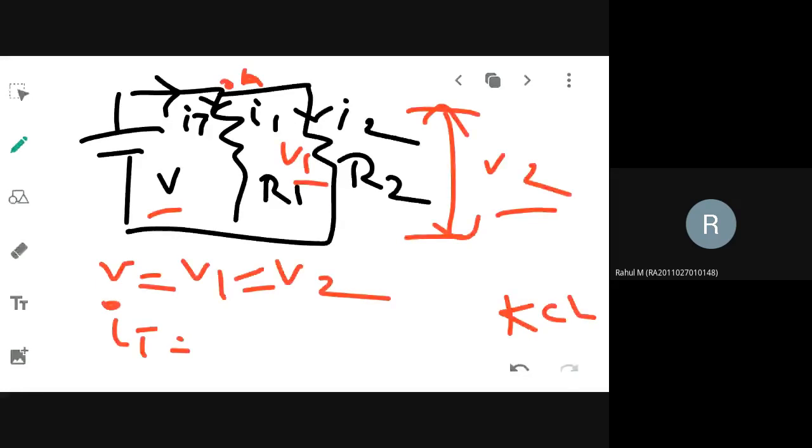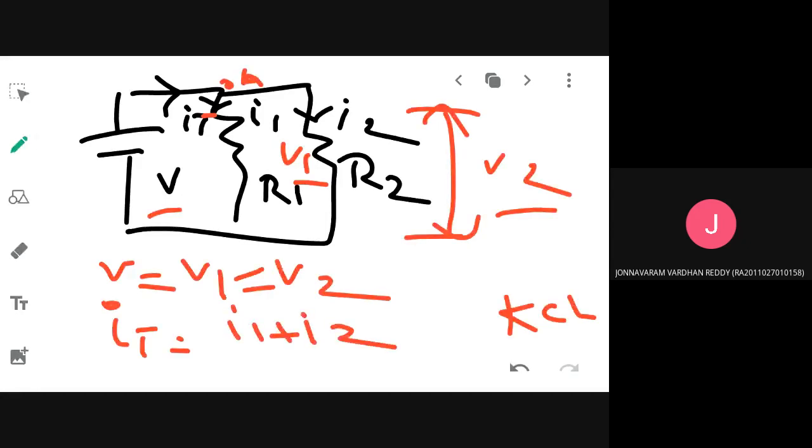Here the current is getting divided. No, the three currents involved are the total current IT and the individual currents I1 and I2. Using these three elements, how can I write KCL? I1 plus I2.